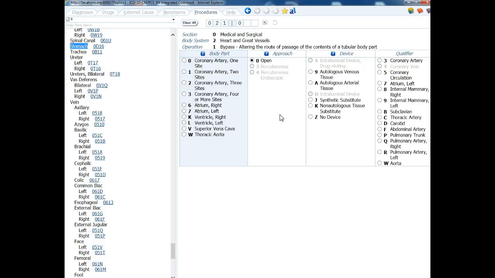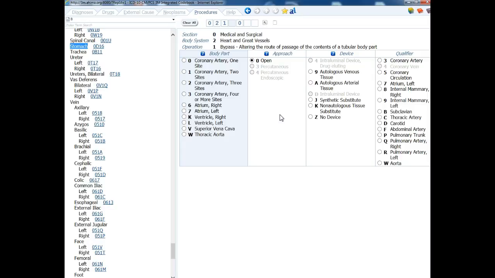Now, B36.C, this is where it tells us that if there are multiple bypasses, then we have to have a separate code for each site that uses a different device or qualifier. And the example here is aortocoronary bypass and internal mammary bypass, and they're coded separately.